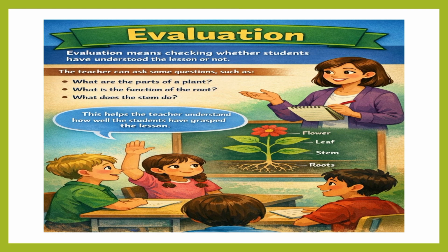And then the last one is evaluation. Here the teacher evaluates the students. Evaluation means checking whether students have understood the lesson or not. The teacher can ask small, easy questions, like what are the parts of a plant, what is the function of the root, what does the stem do. These are simple questions to find out whether the concept is clear to the students or not.